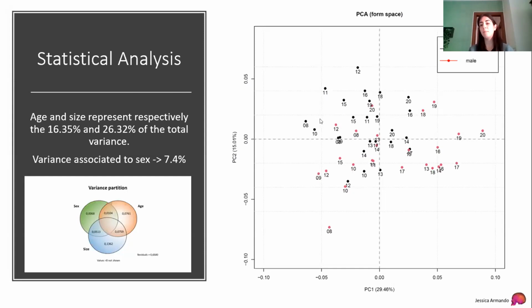In this plot, you can see the PCA, the principal component analysis in form space, and you can see males and females, the males in red color and the females in black color, and the different ages of the different individuals. Along PC1, we have size and age. Meanwhile, PC2 represents sexual dimorphism. And what we can see is that the multivariate trajectories between males and females are not statistically different.